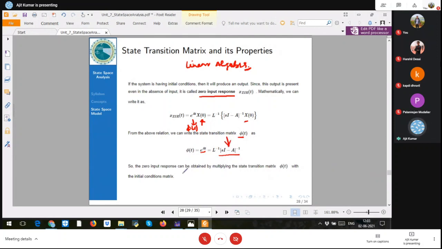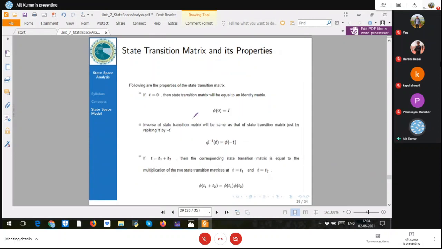Okay. So the zero input response can be obtained by multiplying the state transition matrix phi t with the initial condition matrix. If you want to find the zero input response matrix, x_zir(t), simply multiply your state transition matrix e^(At) with your initial condition matrix x naught. Then you will get the zero input response matrix. Okay. Now look at its properties, the properties are very simple.